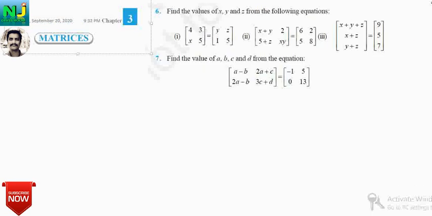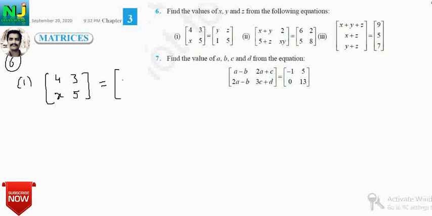So we go for another important one, problems number 6 and 7, based on the equality of the matrix. In problem number 6 there are 3 sub questions given. So let us go for the first one. What is the first one? Look at here. The first part of problem number 6 is, 4, 3x, 5 equals y, z, 1, 5.